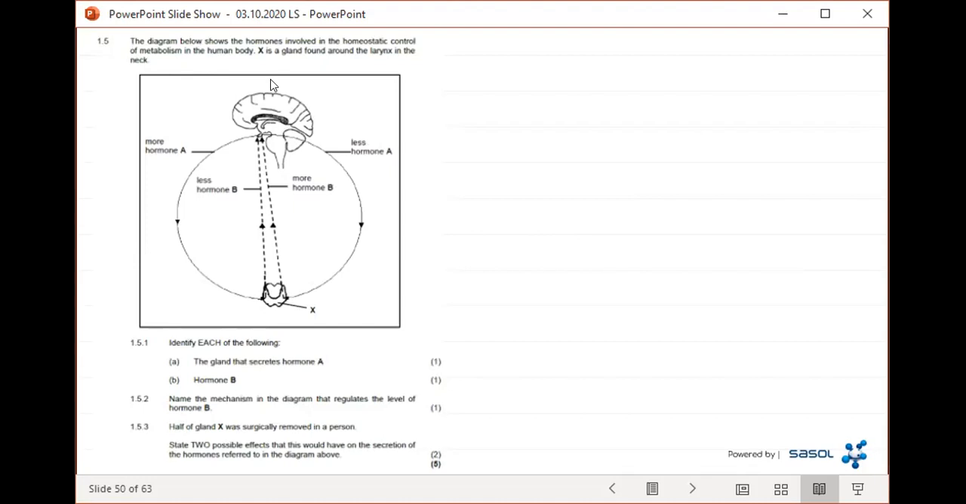So I think we see there we have a brain. Then X is a gland found around the larynx. X, the gland found around the larynx, that would be our thyroid gland, no? The larynx in the neck. In the diagram we have more hormone A showing there. So there is some sort of imbalance which is detected because more hormone A is released, and then on the side we have less hormone A which is released.